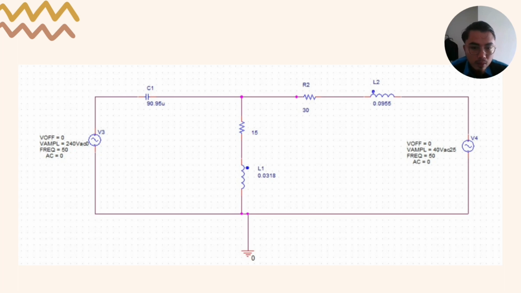How do we get the value of L1? The value of L1 in software is 0.0318. Put in the formula for manual calculation, the same as L2, where XL for L1 is 10. Then put in the formula and we get the answer 0.0318 Henry. So this is the comparison of manual calculation and software calculation.